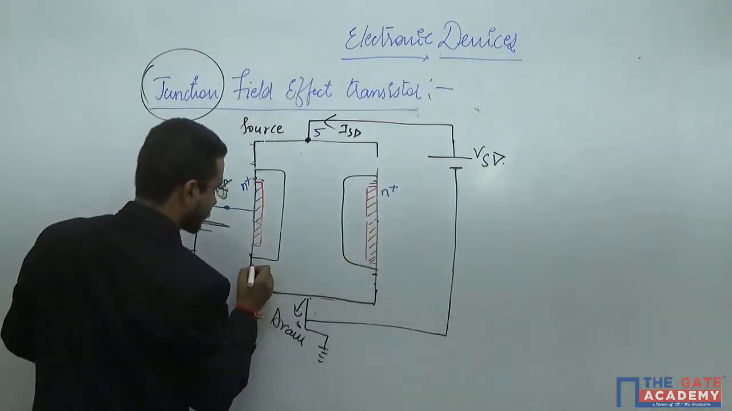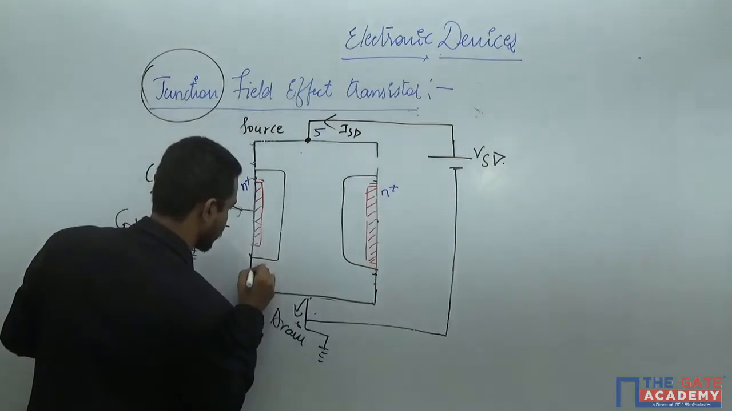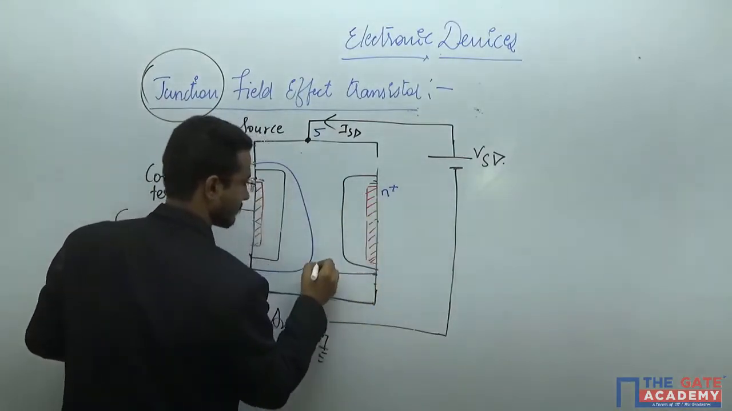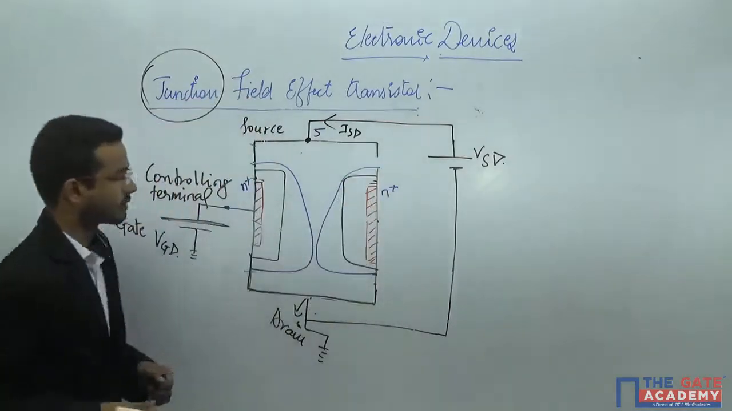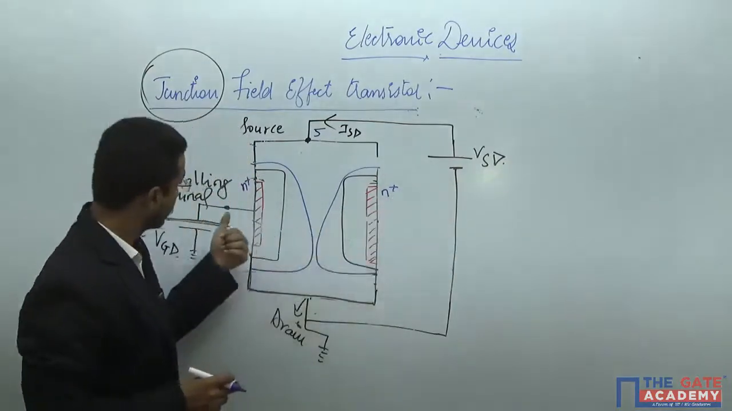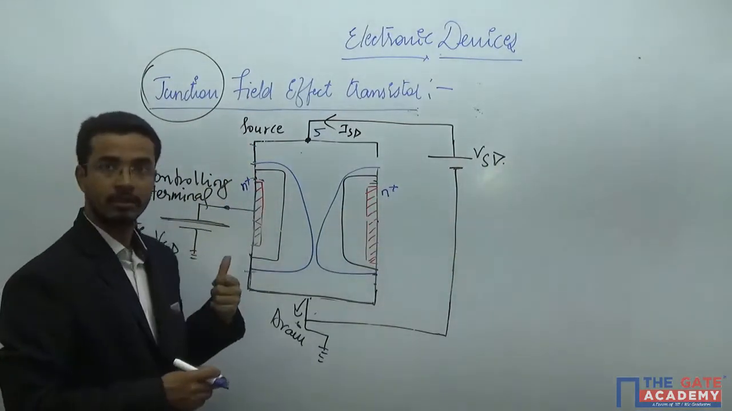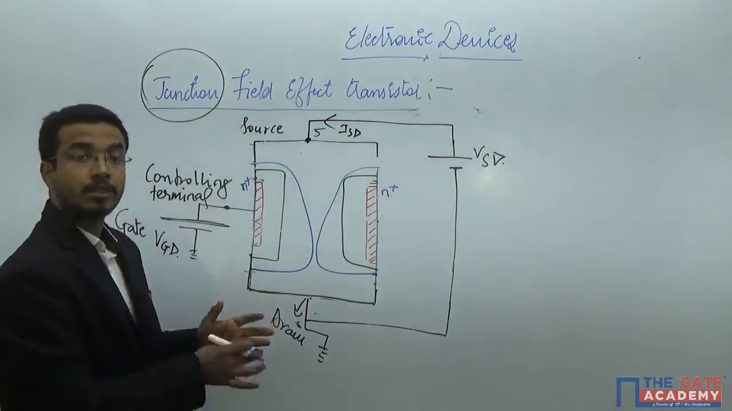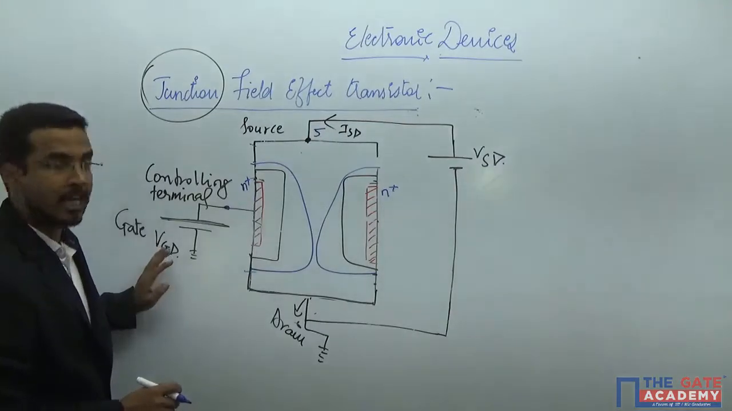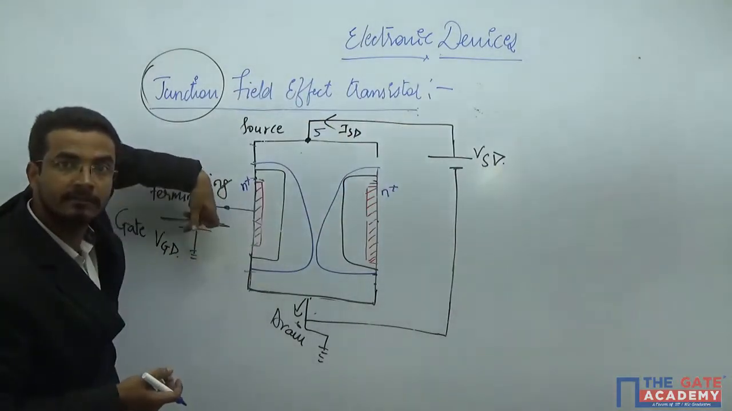Now from this you will get something like this. Like this. Because this wedge shape is because of this, and this sharp one is because of this. So in the device you will get the overall effect of this particular battery as well as this particular battery. That means the value of the current will be decided by this as well as by this.